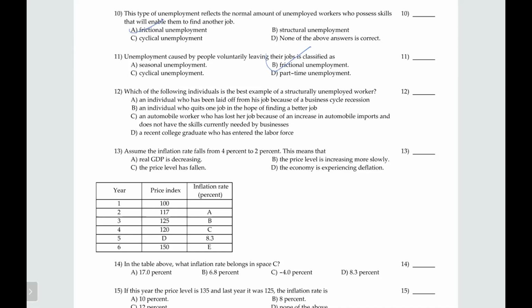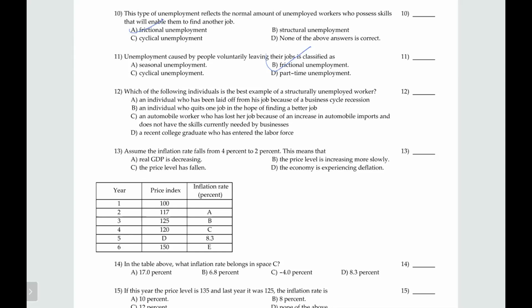So now let's go one by one. A, an individual who is laid off from his job because of business cycle. This actually is cyclical. B, an individual who quit one job in the hope of finding a better job. This is frictional. C, an automobile worker who has lost her job because of increase in automobile imports and doesn't have the skill currently needed by business. So this is a good example of structural.